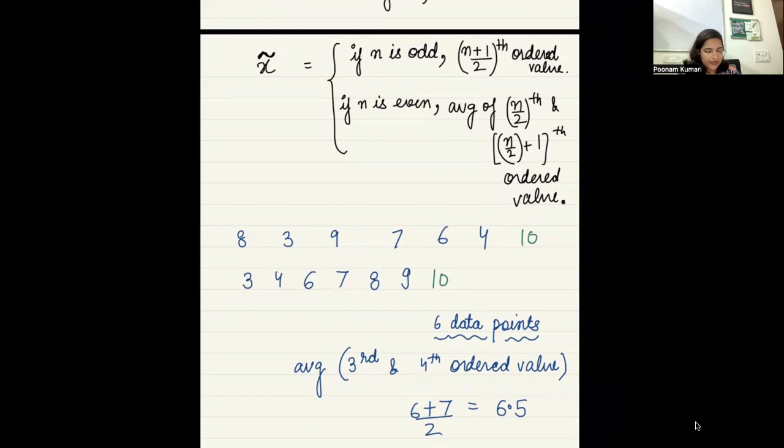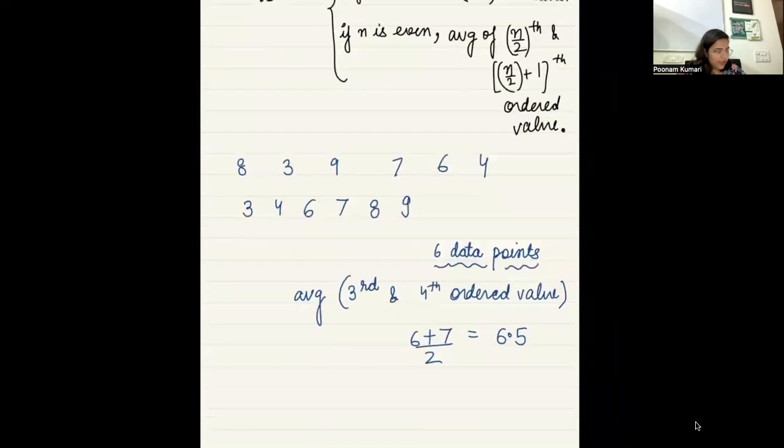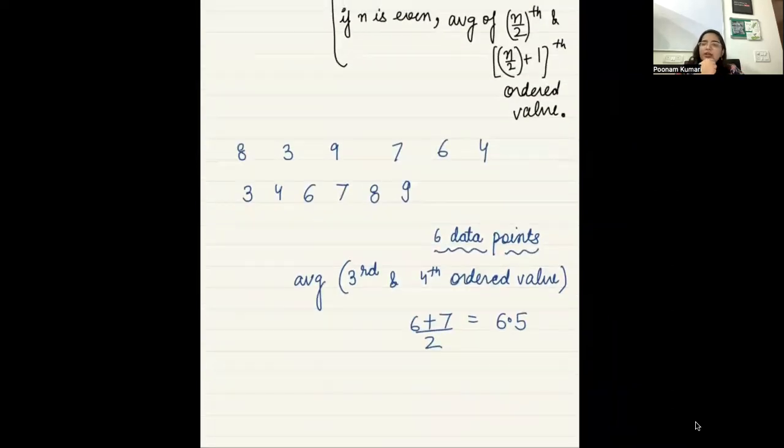Yes, ma'am. Okay, we can calculate all of that now. So you have to first put everything in ascending order, then find if n is odd or even, and then do the calculations accordingly. Okay. All right. And this particular measure is very insensitive to outliers.